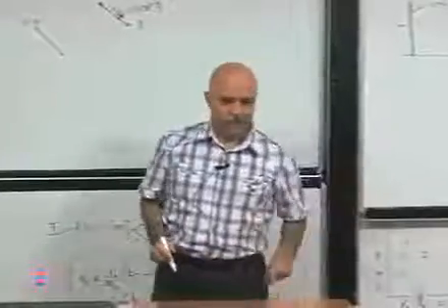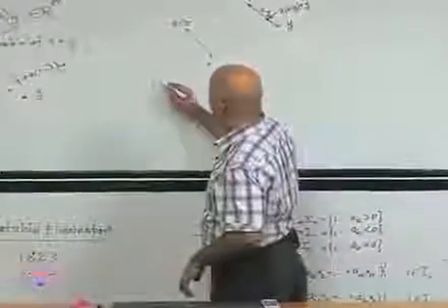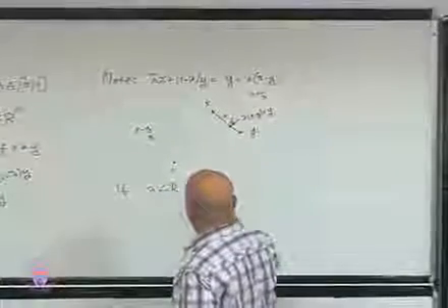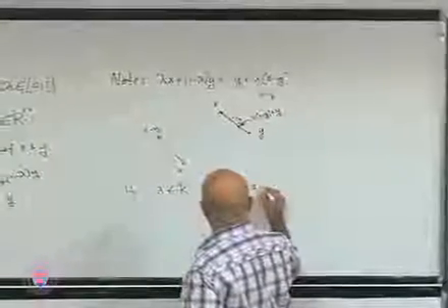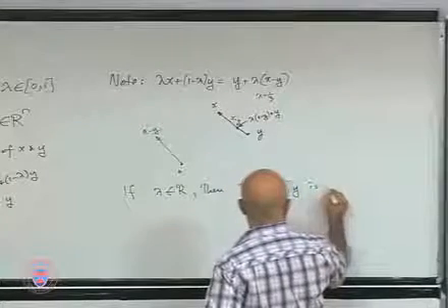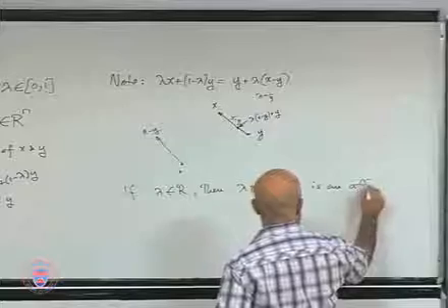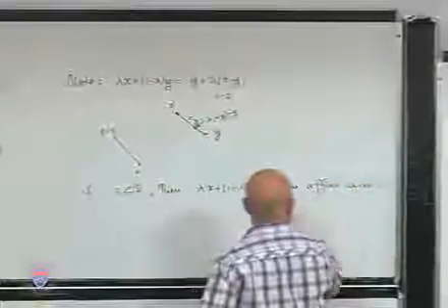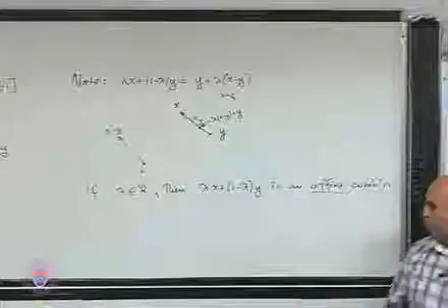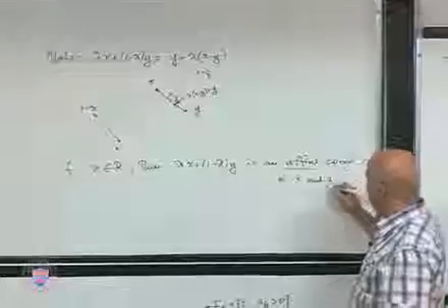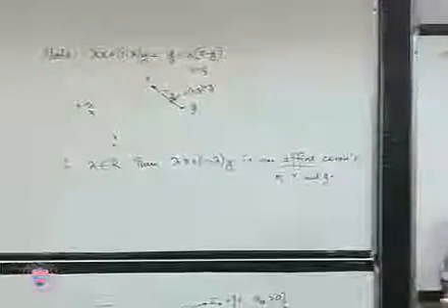Affine combination, yes. If lambda is any real, then lambda x plus 1 minus lambda y is an affine combination of x and y. Okay? Good.